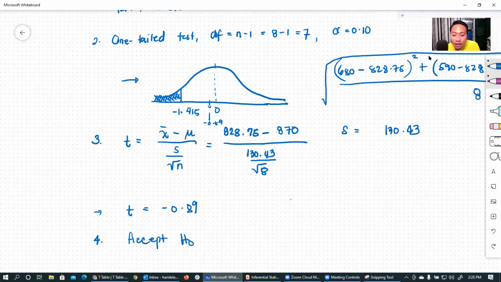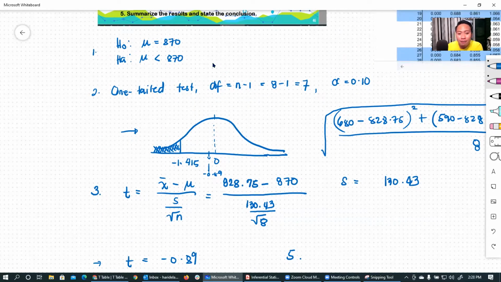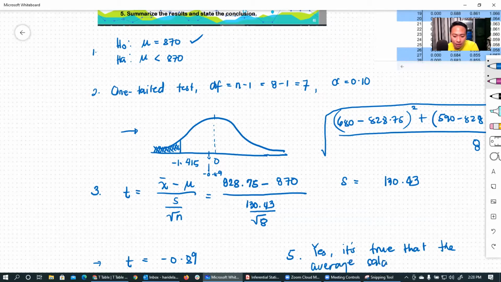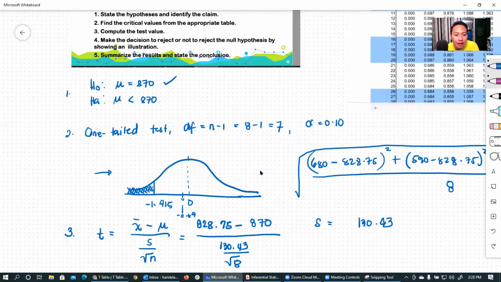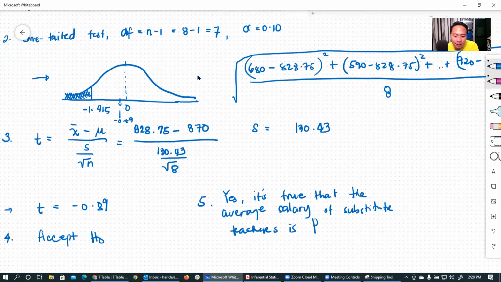H0. Number 5 is our conclusion. Since we are accepting H0, yes, we can actually agree, yes, it's true that the average salary of substitute teachers is, how much is that? 870 pesos.